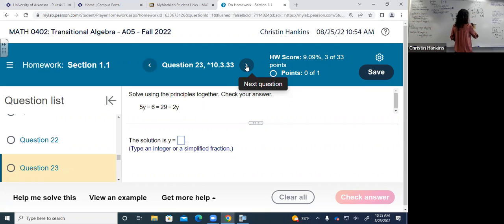Y'all might surprise me this semester or not, but please do pay attention to where they're going. So at this point, I have moved that over. I've now got 7y minus 6. It's really important to just keep writing down your steps and paying attention to where you are.